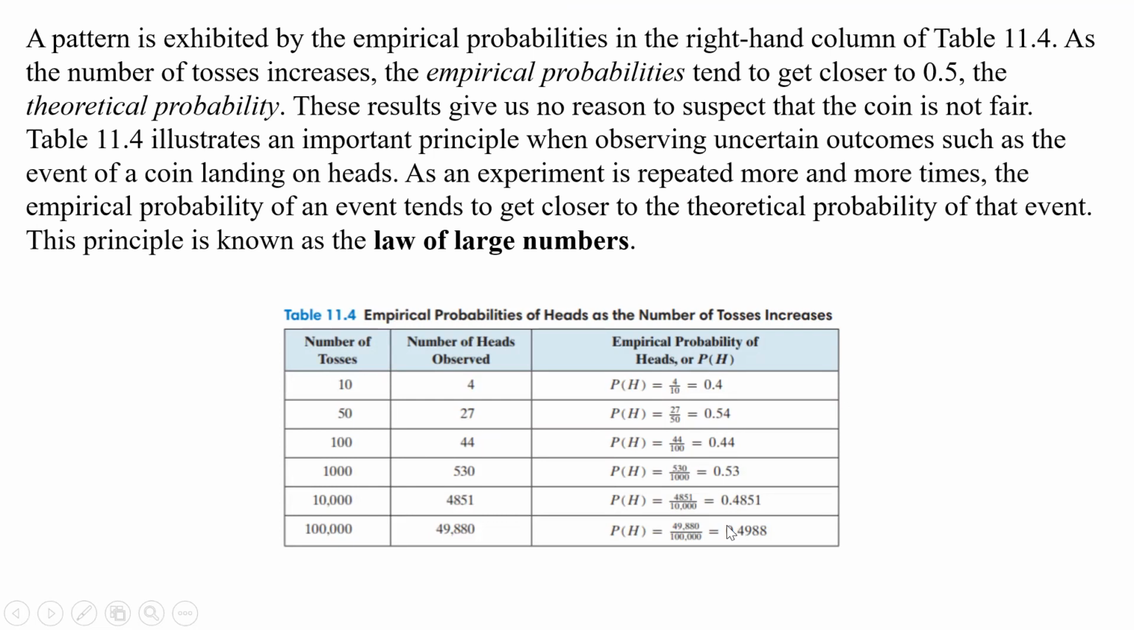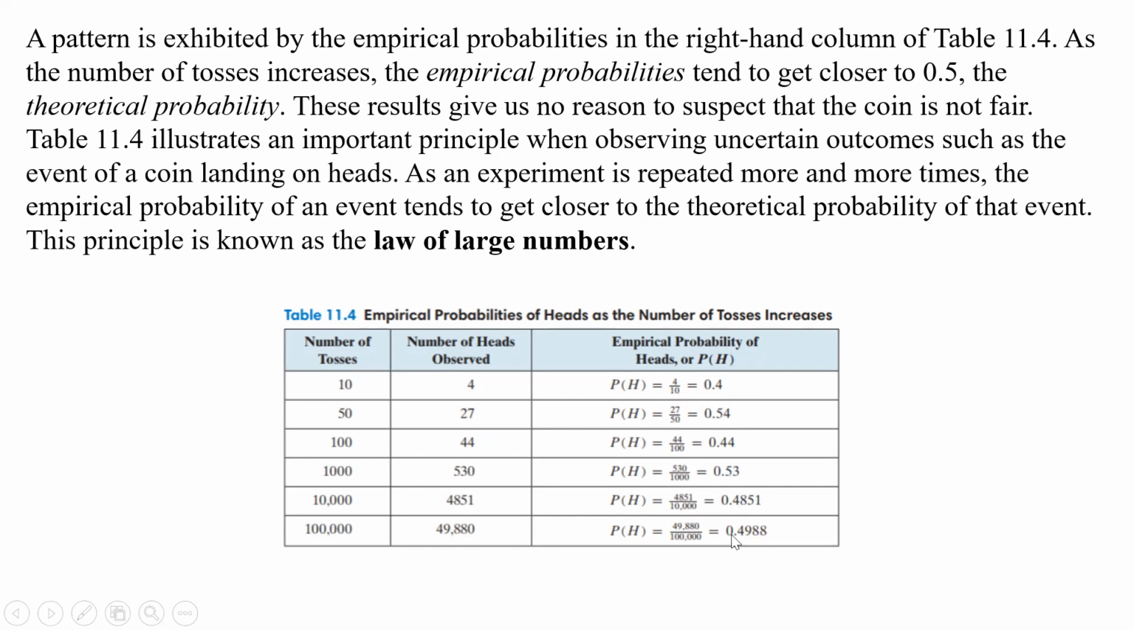Now, this pattern exhibited by the empirical probabilities in the right-hand column over here shows how the empirical probabilities and the theoretical probabilities go together. The empirical probability is going closer and closer to that theoretical probability. And this comes about because of a principle called the law of large numbers. So if you do something enough times, if we went closer to maybe a million, we might be at 0.4999 something, and it'll be even closer.